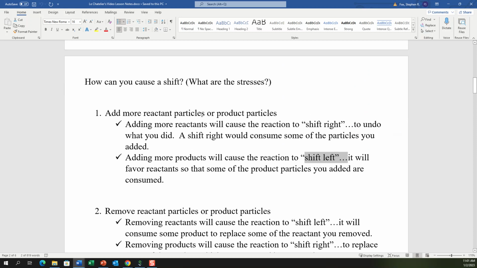So how does a reaction consume reactants? It shifts to the right. How does a reaction consume, get rid of, product? It shifts to the left.